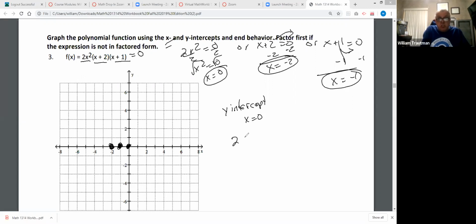And so here's 2x squared times x plus 2 times x plus 1. And I want to make all the x's equal to 0. So if I put a 0 here, 0, and a 0 here, 0 plus 1 is 1. 0 plus 2 is 2. What's 2 times 0?